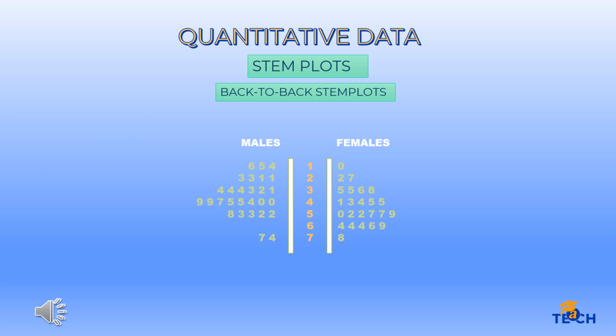Now, the last type of stem plot we will be looking at is called the back-to-back stem plot. Back-to-back stem plots are used for comparing two distributions by using the same set of stems. So, for example, we could compare data from males and females or data from cats and dogs.